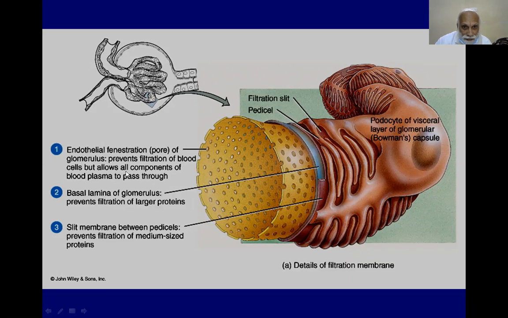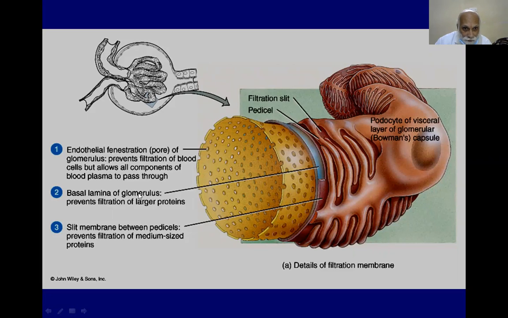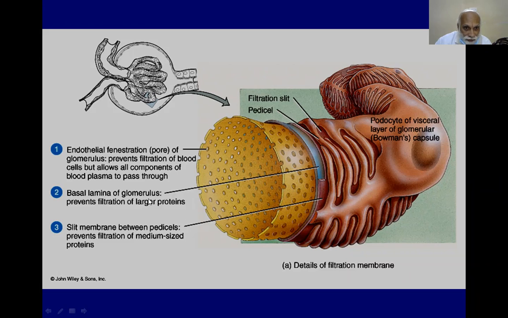That also, again, some components will not pass totally across. There is another basal lamina, a basement membrane, here. This bluish tinged layer prevents the filtration of larger proteins because of the negative charge that it has. Then there is the slit membrane between pedicels. So this is that membrane, the slit membrane, associated with the pedicels.